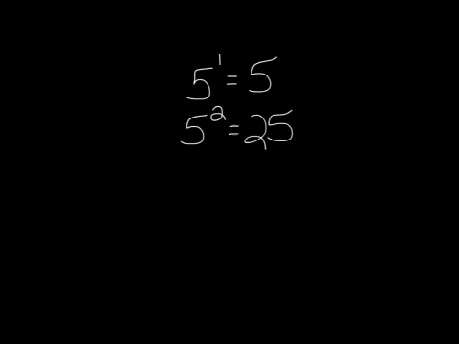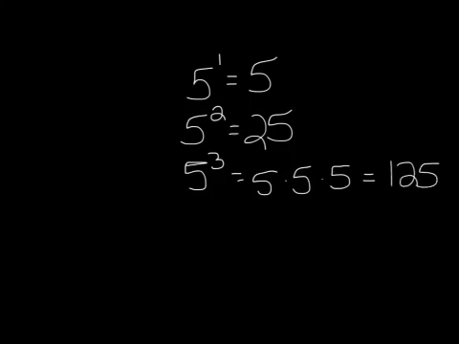5 to the first power is 5. 5 to the second power is 25. 5 to the third power is 5 times 5 times 5. 5 times 5 is 25, times 5 is 125. 5 to the fourth power is 5 times 5 times 5 times 5.